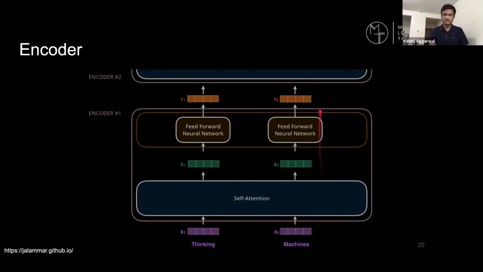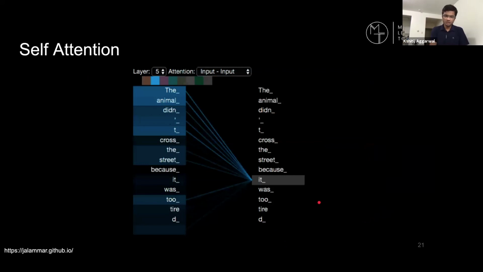So each word, or each pathway, can be worked on independently or in parallel. That's the advantage with this architecture as well. So, another look at self-attention.